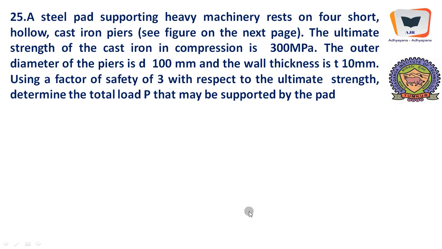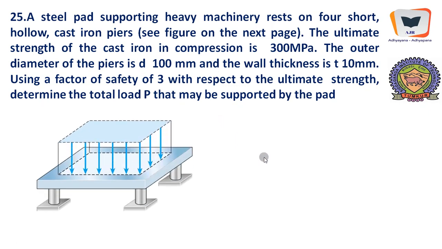A steel pad, the last question. We have come to the last question. A steel pad supporting heavy machinery rests on the floor on 4 short hollow cast iron piers. Piers means supports. See figure.